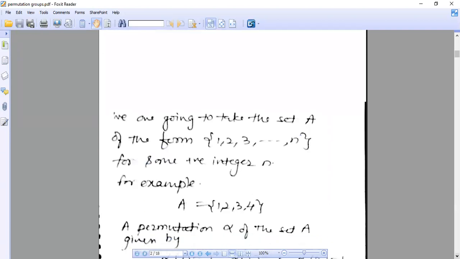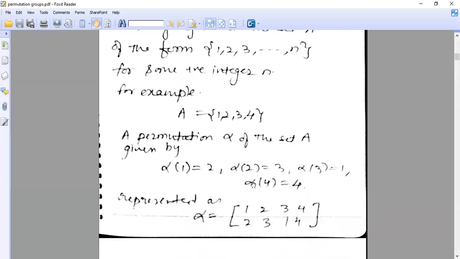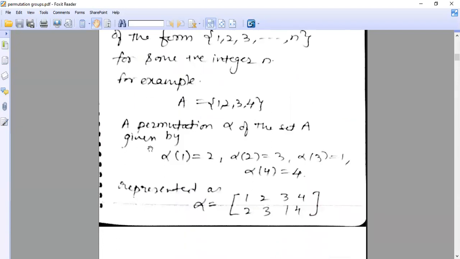So we are going to take the set of this form with some positive integer n. Suppose you have the set A where you have 1, 2, 3, 4, these 4 positive integers. Then an example of a permutation alpha on the set A is given. So this permutation is basically a function which is just sending the elements of A to itself. This is a one-to-one onto function. So alpha 1 is 2, so 1 is mapping to 2. Alpha 2 is 3, 2 is mapping to 3. 3 is mapping to 1 and 4 is mapping to itself.